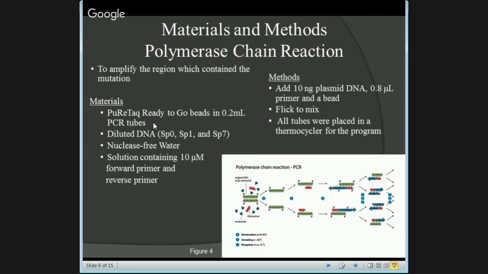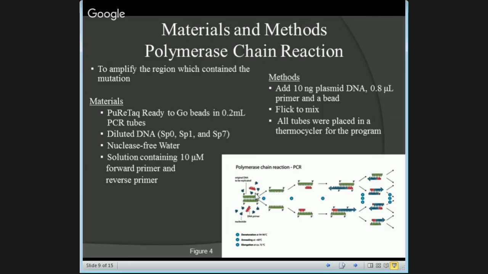First, this is the figure right here that's explaining the polymerase chain reaction. This is what we had to actually digest to understand the lab and what we were doing before we even started the lab. But the methods: we used 10 nanograms plasmid DNA and then 0.8 microliters primer and then a bead. Then we flicked to mix, and all the tubes were placed in the thermocycler for the program.